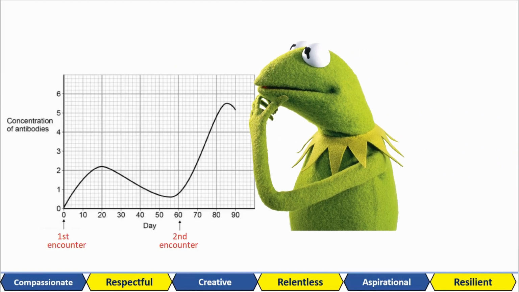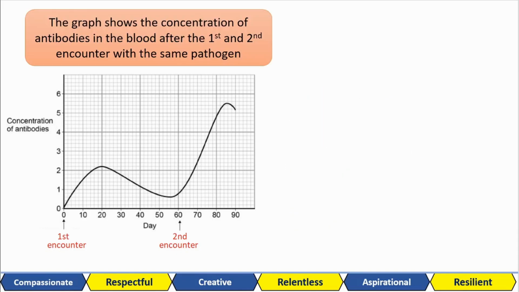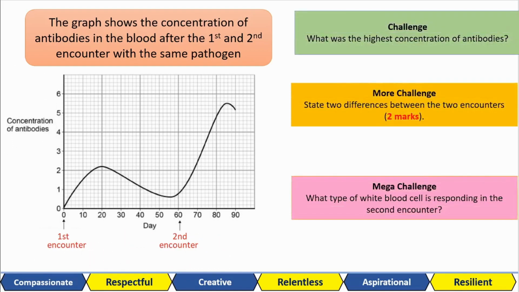Make sure you can pattern the implications in this graph. It's a pretty popular graph in this unit. The graph shows the concentration of antibodies in the blood after the first and second encounter with the same pathogen. We have concentration of antibodies on the y-axis and the day on the x-axis. The first challenge question is asking you to read the highest peak on the graph. The second is asking you to state two differences in the line after the first and second encounter. I'll give you a hint here. Use the differences in the axes to help you in your description. The final question is pretty self-explanatory, so have a go at those.